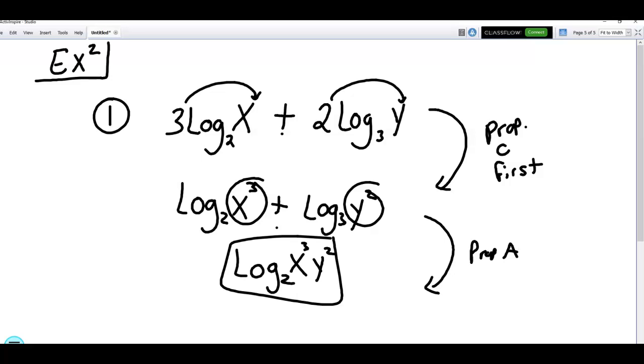Oh, I screwed up. This was supposed to be a 3. Would you guys fix this one? And I left this off. All of these should have a little 3 by the log. They shouldn't have a 2. That was a mistake.